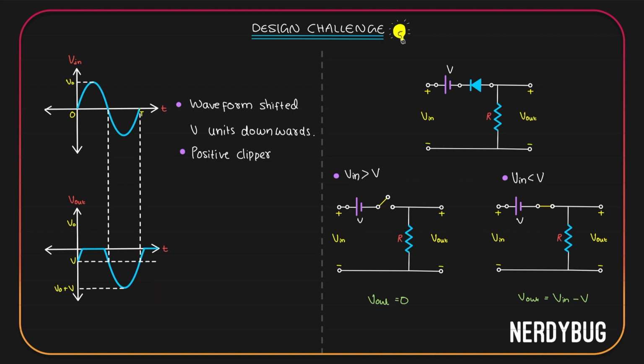Let us draw the input-output characteristics of this circuit. When V input is greater than V, output is 0. I have shown that over here. When V input is less than V, output is V input minus V. Y is equal to mx plus c. M is 1, c is minus V. Slope is 1, y-intercept is minus V.